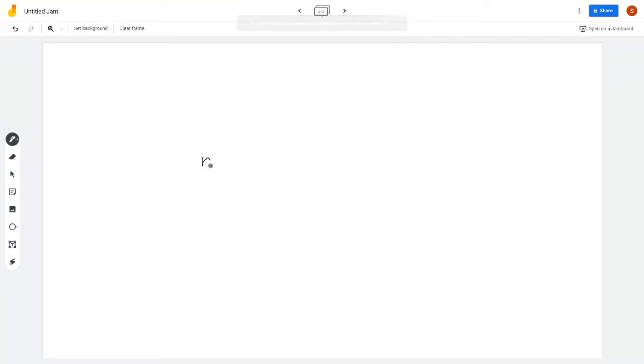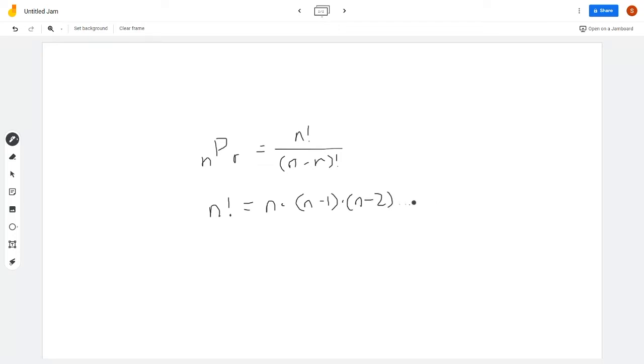So we have nPr equals n factorial divided by n minus r factorial. Remember, n is the total number of items and r is the number of items we're choosing, right? That's how many items we want to find the permutation of. And a way to see this is you have n factorial, which is equal to n times n minus 1 times n minus 2, and this is going to go all the way until n minus r plus 1.